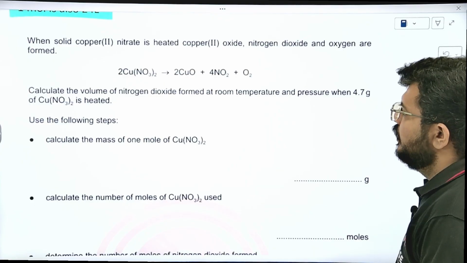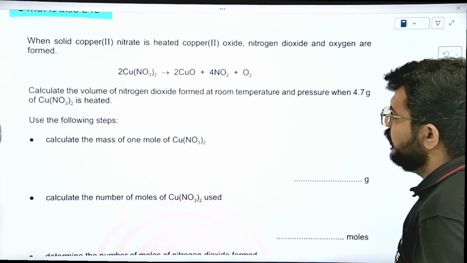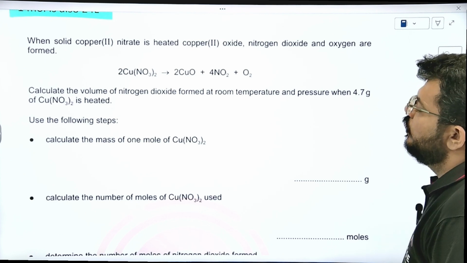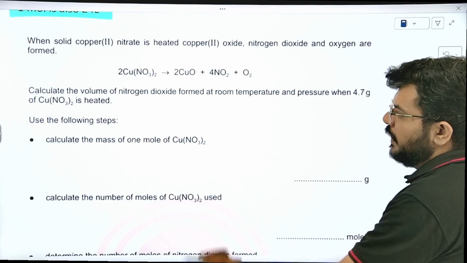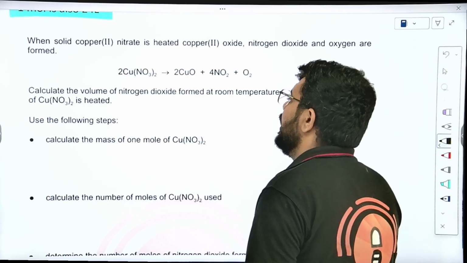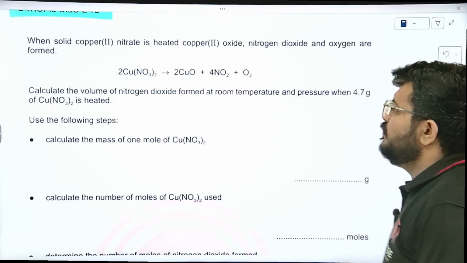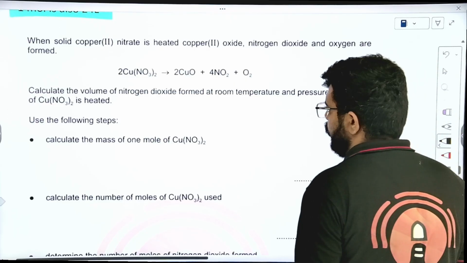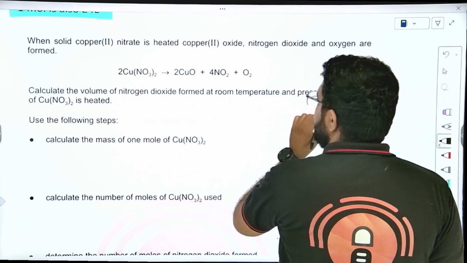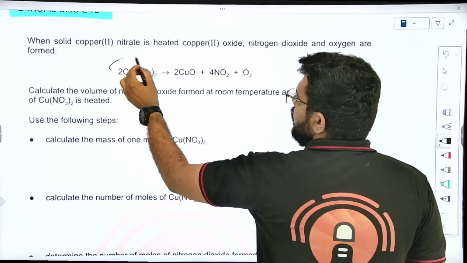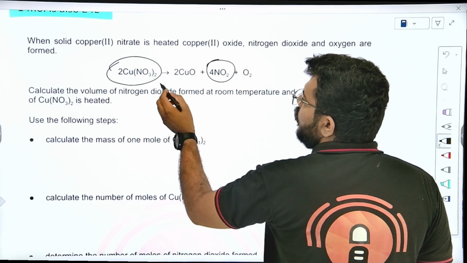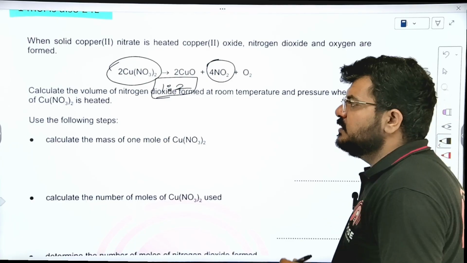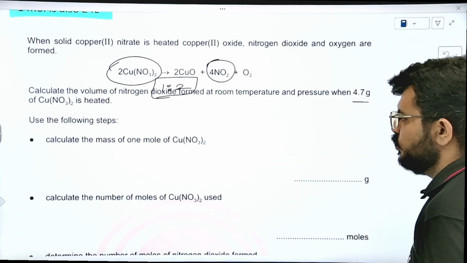First, let's find this. When solid copper nitrate is heated, copper oxide, nitrogen dioxide and oxygen are formed. Copper nitrate reacts to form this thing. Calculate the volume of nitrogen dioxide formed at room temperature and pressure when 4.7 gram of copper nitrate is heated. Nitrogen dioxide they are asking, the ratio is 2:4 or 1:2. Just remember this, when you start with the question, try to find out the ratio you can.